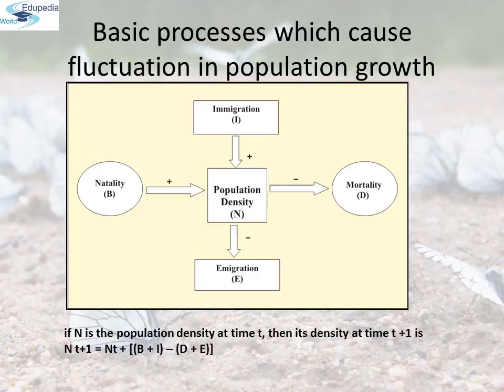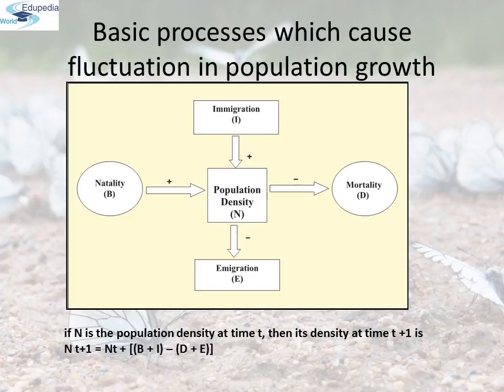This is the diagrammatic representation of the basic processes which cause fluctuation in the population growth. If N is the population density at time t, then its density at time t plus 1 is N(t+1) = N(t) + [(B + I) - (D + E)].